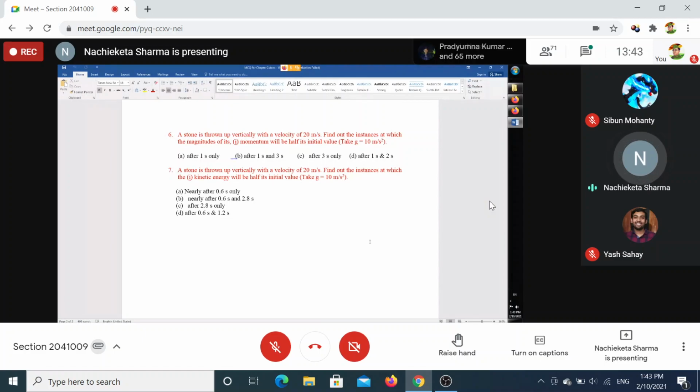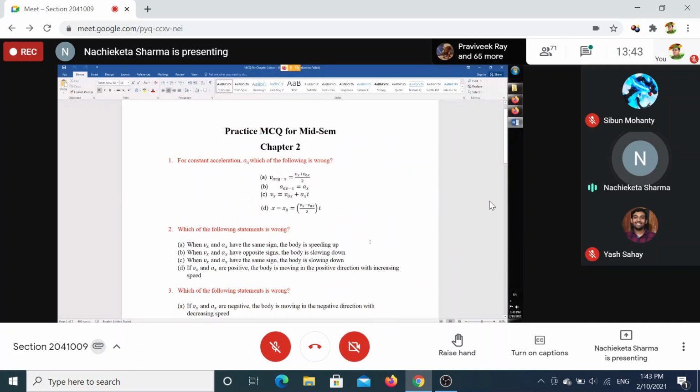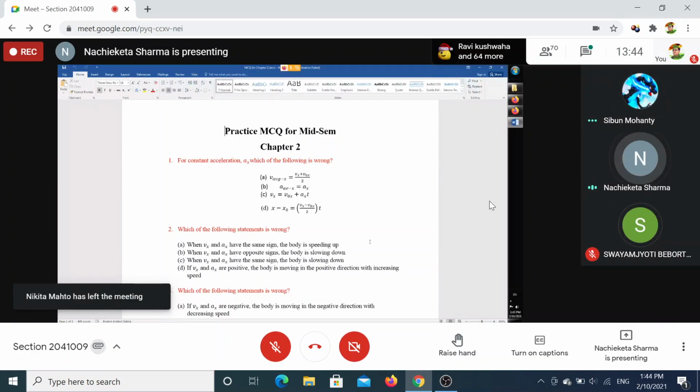So should we discuss? Yes, sir. Okay. For constant acceleration a x, which of the following is wrong? Your answer? Sir, D. D. Yes, that is right. Which should be the right one? That means this D will be correct if we put what sign? In place of this minus, if I put plus, then this will be a correct answer, isn't it?